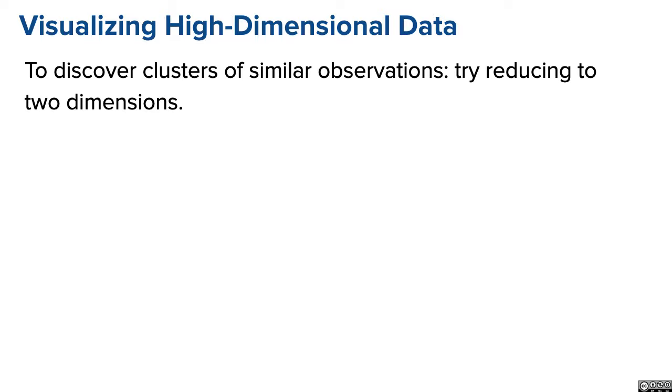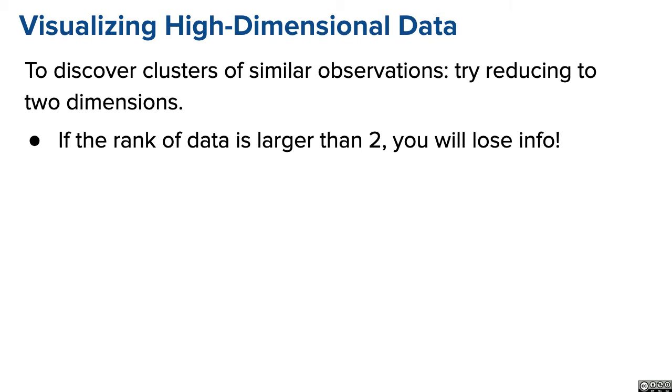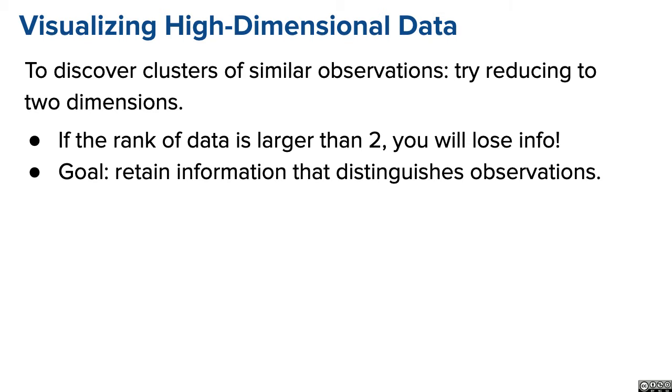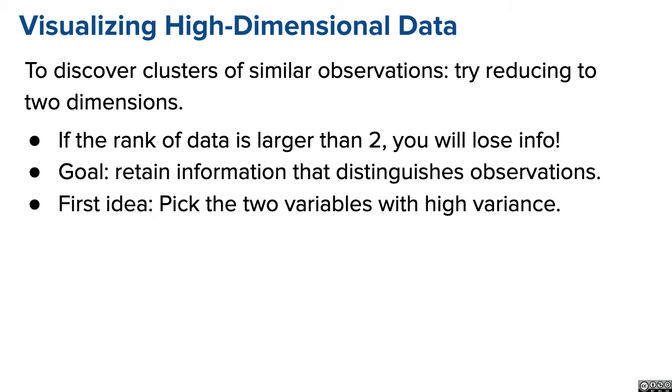So our goal here is to take observations that have many columns or many attributes, and try reducing the number of columns to 2. Of course, if the rank of your data is larger than 2, then you will lose information. I'll talk about that in a little second. But our goal here is to say, okay, if we're going to lose some information, let's try to keep as much information as possible. If we can keep as much information as possible, maybe even though we're reducing the dimensions to 2 dimensions, we can still capture the patterns in the data. And so that's the goal of today's lecture and tomorrow's lecture.